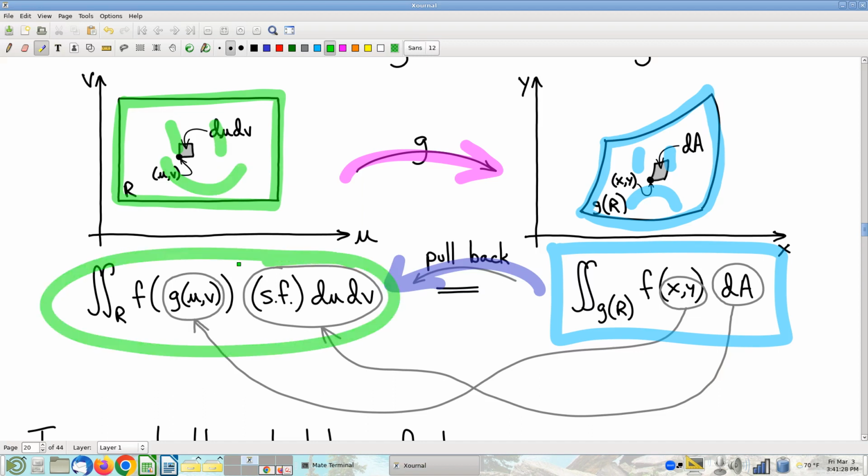That's a much nicer integral. I mean, it's got a rectangular domain. When I write this as an iterated integral, the bounds are constants. Gotta love it. Okay, so that's the big idea.